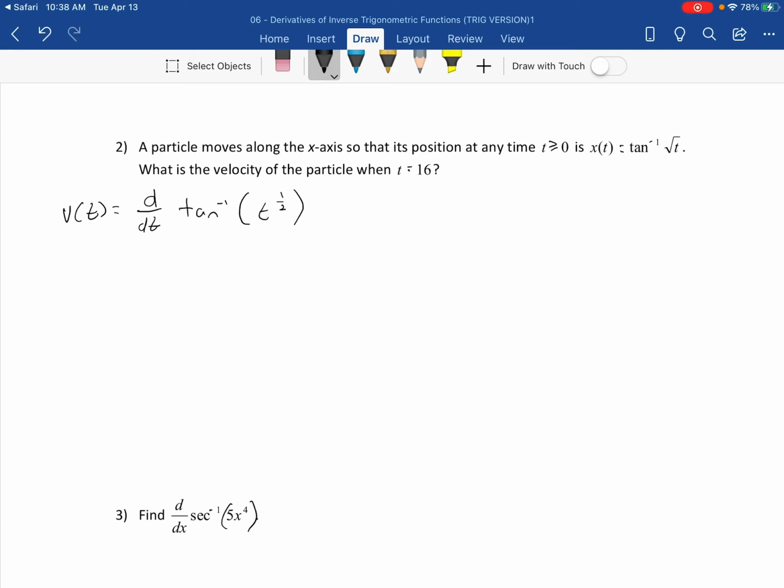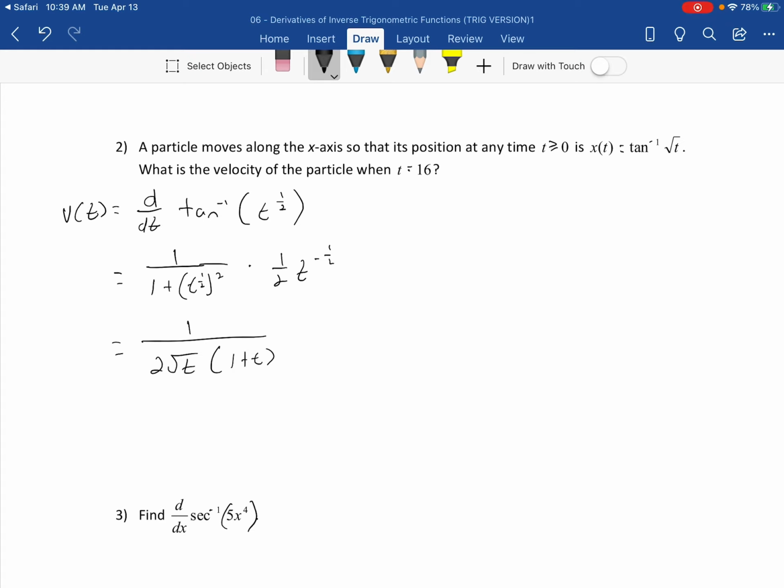So again, you can look back to see what your tan inverse derivative is. It's a little simpler, 1 over 1 plus x squared. So here I'm getting 1 over 1 plus t to the 1/2 squared, not x squared, because that's what's in there, and then times the derivative of the inside, which is 1/2 t to the negative 1/2, and I'll just tidy that all up a little bit. I get 1 over 2 root t, and then the bracket says 1 plus t.